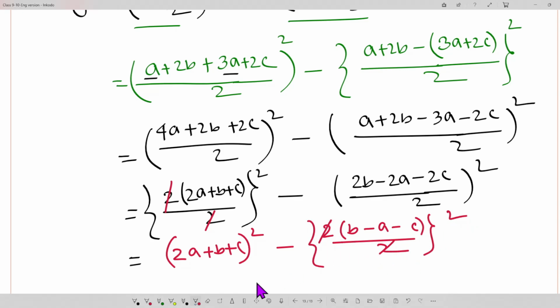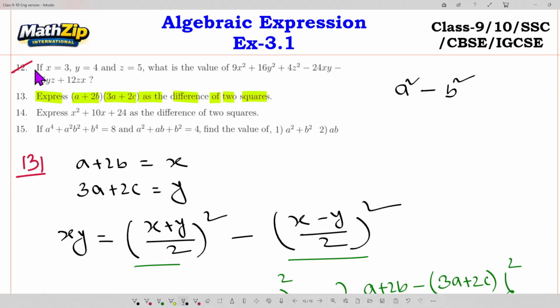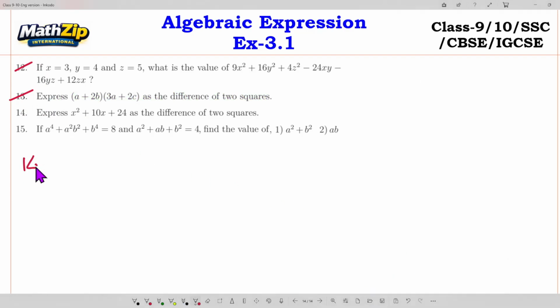This 2 and 2 out, our final answer is (2a plus b plus c) whole square minus (b minus a minus c) whole square. Very simple. So number 13 done. Number 14, similar, express x square plus 10x plus 24 as the difference of 2 squares.